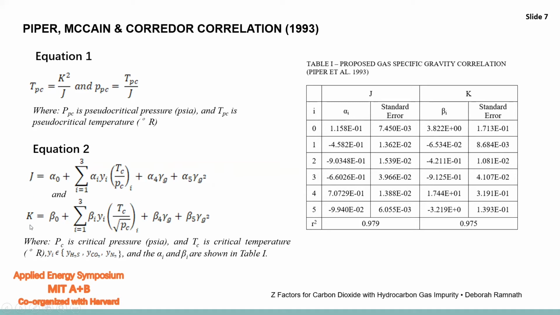Once the functions J and K are determined, we can then find the pseudocritical pressure and pseudocritical temperature, which are used to find the Z factor for a mixture of hydrocarbon and CO2, or for pure hydrocarbon gas.